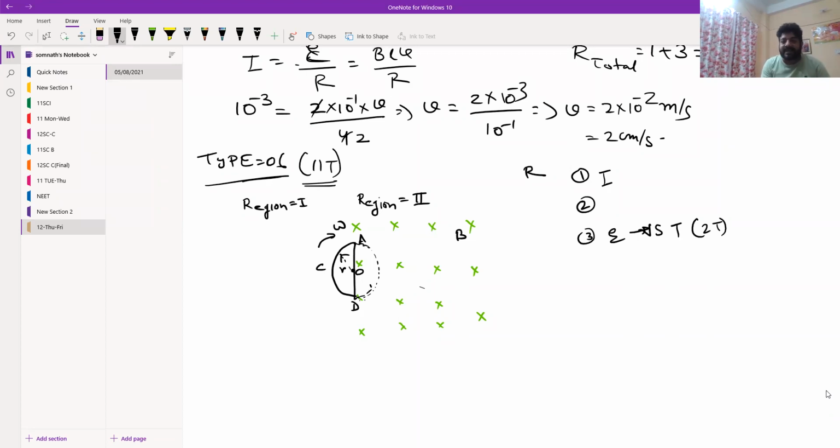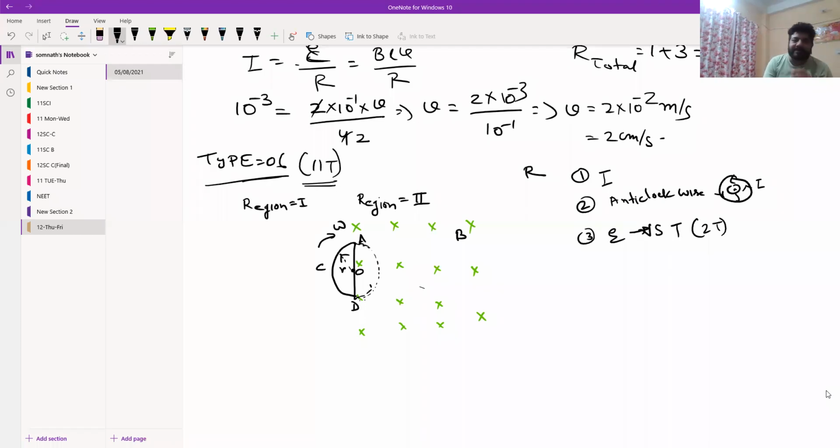First of all, look: as the loop is entering, my area will increase, and as the area increases, the induced current will try to decrease it. So the opposite of cross is dot, meaning anti-clockwise. The current produced will produce a magnetic field that is dot. Yes or no?